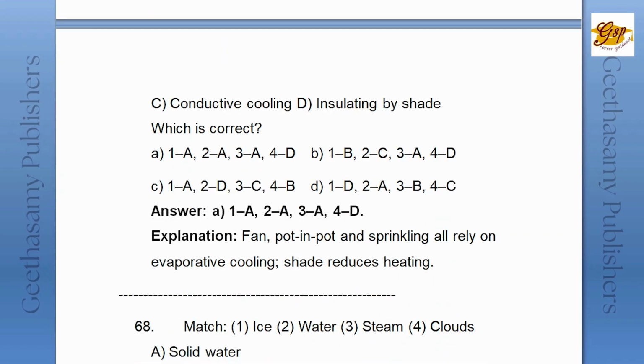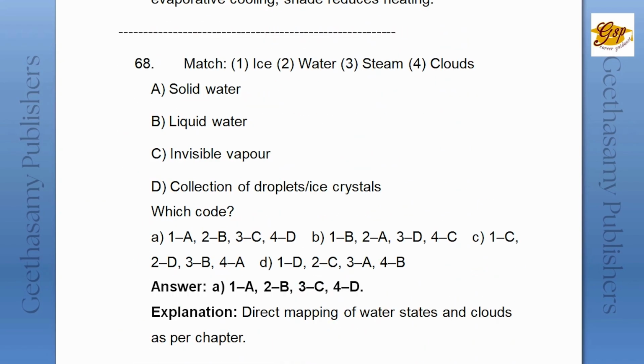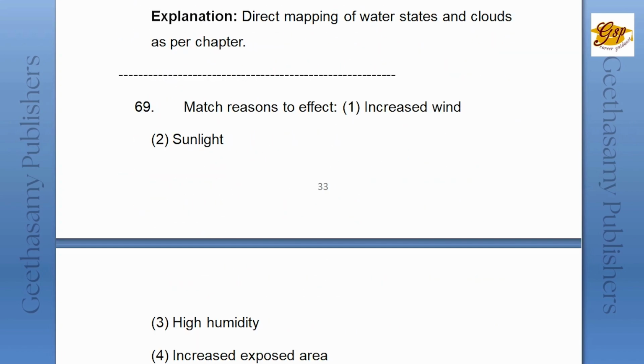Fine. So there is a confusion, but it doesn't matter. Then 68th question: ice, water, steam, cloud. The match is correctly matched. Ice is solid water, water is liquid water, steam is invisible vapor, and cloud is a collection of droplets and ice crystals. It is matched: 1 with A, 2 with B, 3 with C, and 4 with D. Fine.